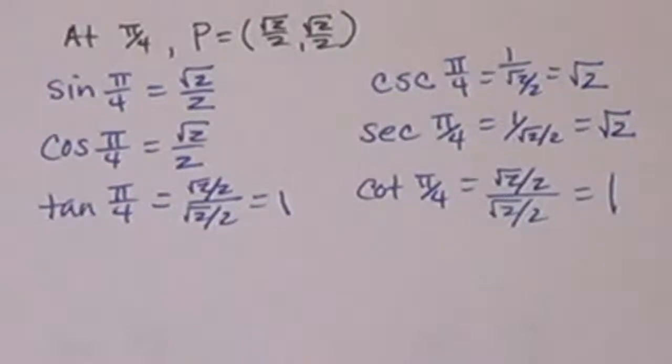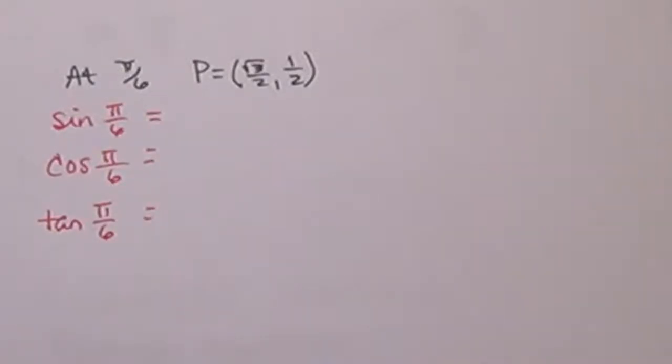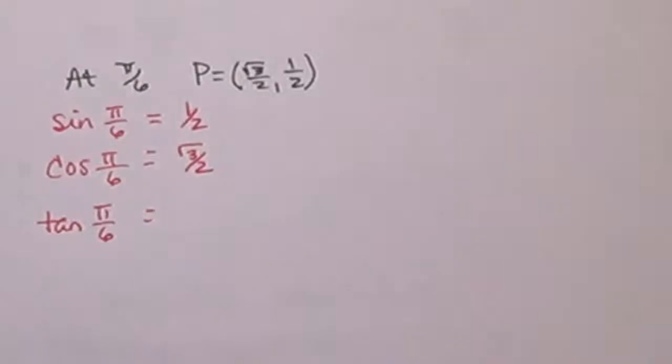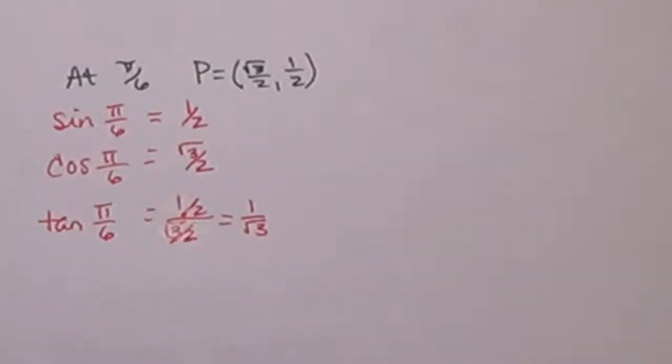And then for our last value, let's look at pi over 6. Again, there we can see that our terminal point is going to be (root 3 over 2, 1/2). For sine and cosine, we get the y and x coordinates respectively. And then for tangent, again, we're going to take the y over the x, which we can see we're going to need to rationalize the denominator to get root 3 over 3.